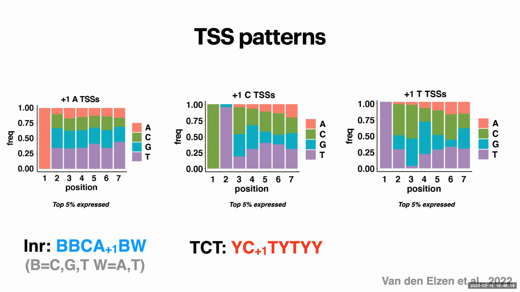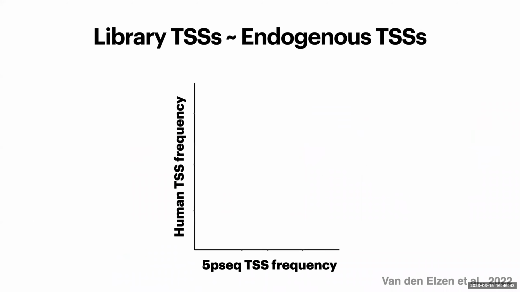For +1C RNAs, this pattern looks very much like what's known as a TCT motif. This is a unique promoter motif that's primarily found on ribosomal protein mRNAs. Again, you can see this motif was defined as having a strong requirement for a T in the +2 position. So this said to us that our artificial promoter system is recapitulating some known transcription motifs.